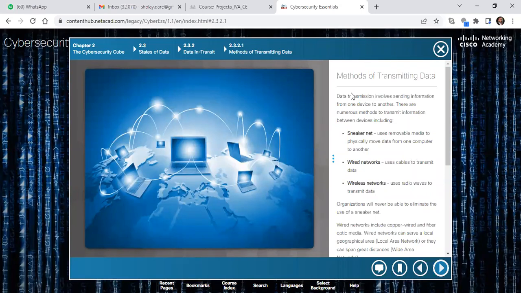You know what that means? That's moving a hard drive to another system. Then we have the wired network. This one uses cables to transmit data. That is when you use your LAN cable to transmit data. So you connect two devices with cables to transmit data. Then we have the wireless network, which uses radio waves to transmit data. That is your phone, or anything that has to do with wireless. It uses what we call radio waves to transmit data.